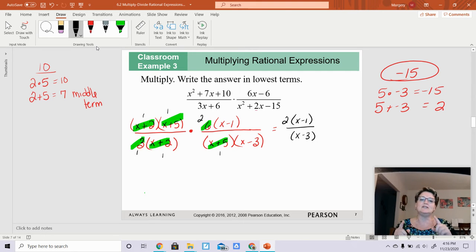Do not waste your time actually distributing the 2 in the numerator, because sometimes you might have to go and factor it again. Don't waste your time actually multiplying it together. Okay, let's keep on going.